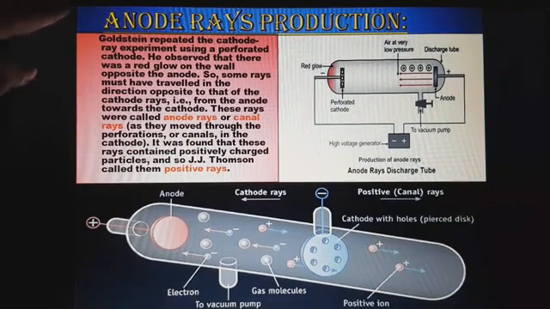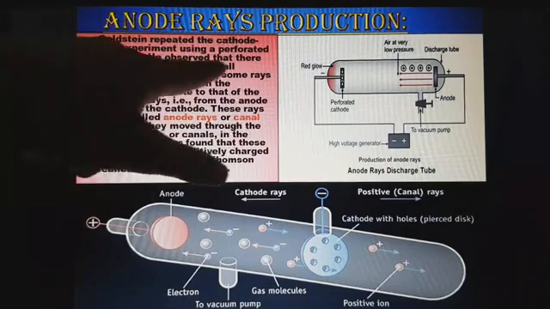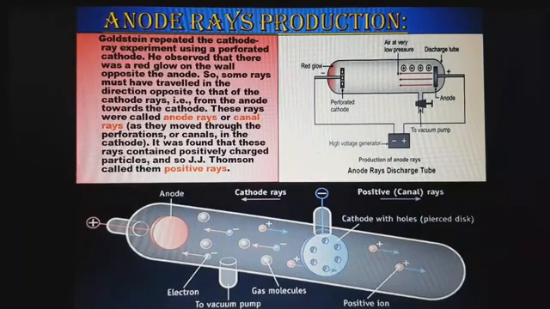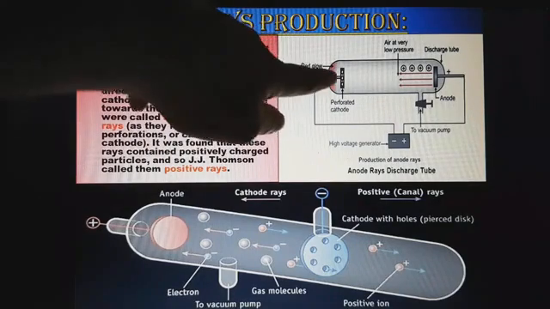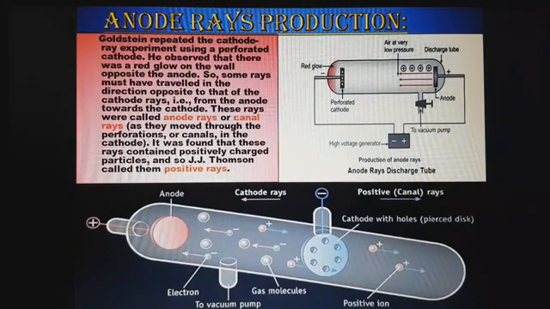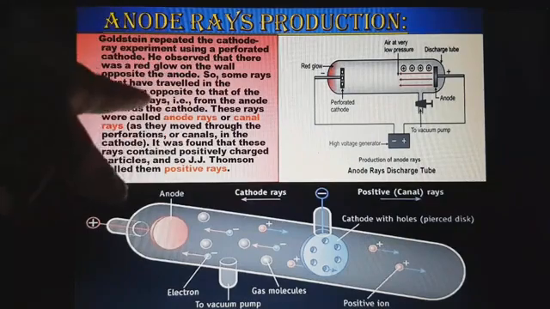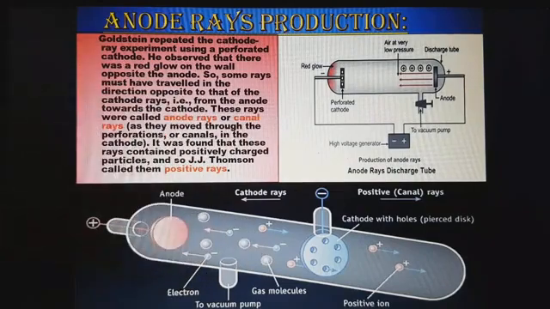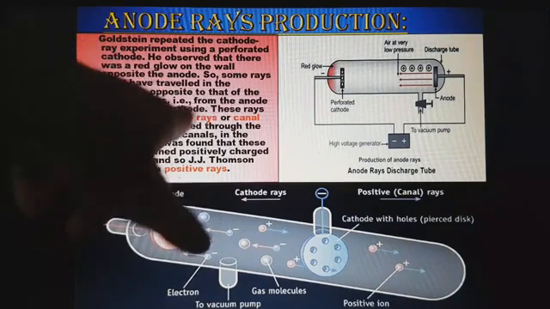Goldstein repeated the cathode ray experiment using a perforated cathode. Now instead of an opaque cathode, he used a perforated cathode, the cathode which has holes. He observed that there was a red glow on the wall opposite the anode. So some rays must have traveled in the direction opposite to that of the cathode rays, that is, from anode towards the cathode. How is this red glow produced? Some rays must have traveled from anode to cathode.